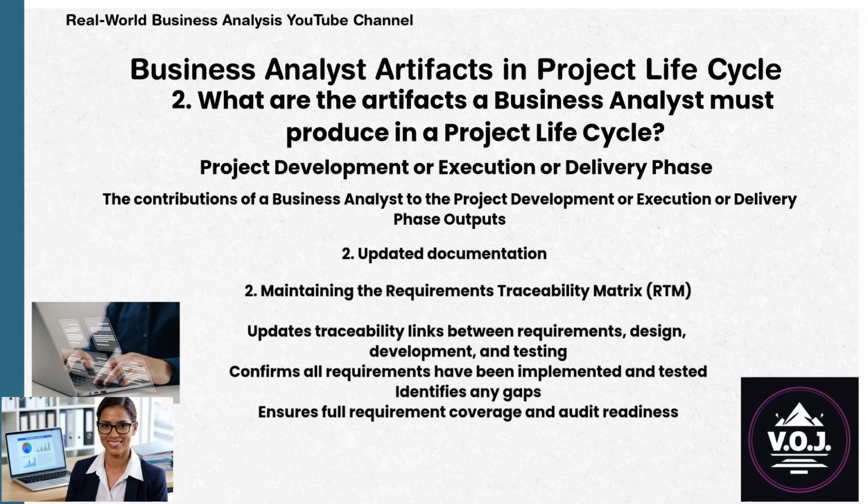Number 2 is maintaining the requirements traceability matrix, RTM. The BA updates traceability links between requirements, design, development, and testing. Confirms all requirements have been implemented and tested. Identifies any gaps. And ensures full requirement coverage and audit readiness.